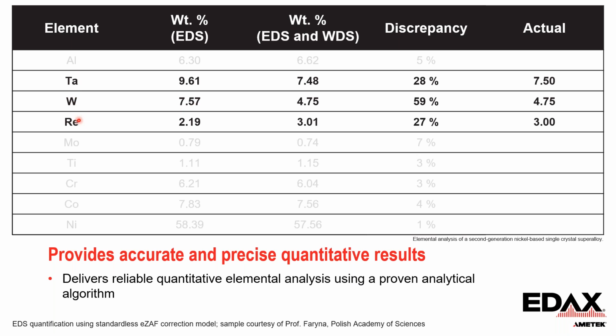So when you quantify with EDS only, it overestimates the platinum and the tungsten and underestimates rhenium. But WDS has much better resolution to resolve those overlapping peaks. This gives you the most accurate quant results. So we see the WDS quant results of those three elements are very close to the actual numbers. So WDS numbers are correct. EDS numbers are a bit off.